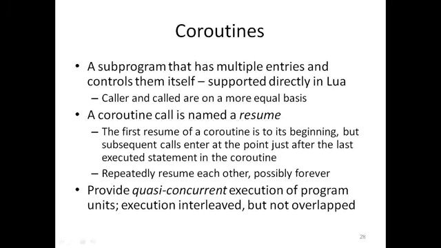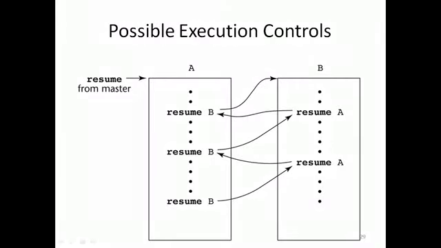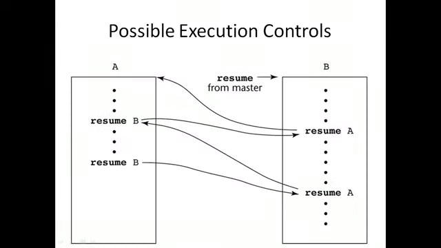Now let us see an example. In this figure, you can observe that the resume from master started with coroutine A. In this, resume B is called, hence the control is shifted to coroutine B. However, in B, coroutine A is resumed, thereby the control is shifted to coroutine A. Likewise, in this figure the resume from master is started with coroutine B, and according to the resuming coroutines, multiple entries and exits take place.